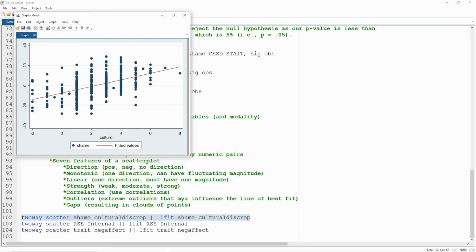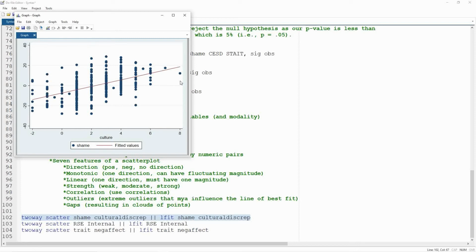The first thing we're going to look for is direction, and this is about the line of best fit. Is it in a positive or a negative direction? Is it in no direction at all? In this case, we can see that as cultural scores increase, shame scores are also increasing, and this produces a line that goes up towards the right-hand side. So we call this a positive relationship, a positive direction. If it went down towards the right, it would be a negative direction, and if it was horizontal, we'd say there's no direction at all.